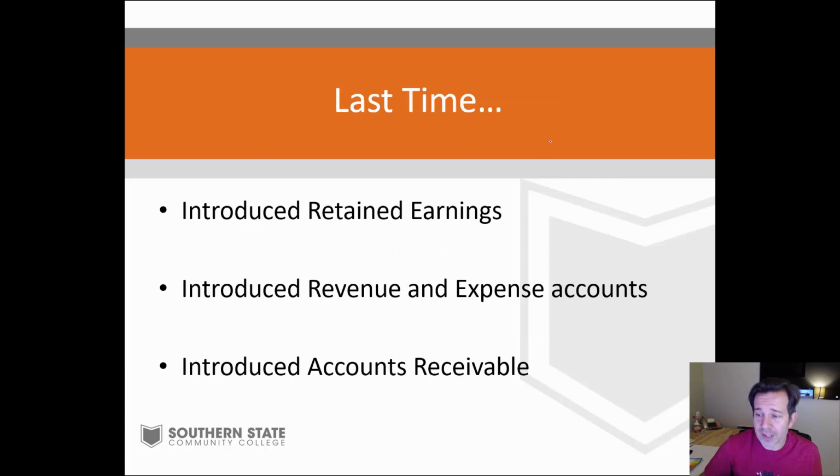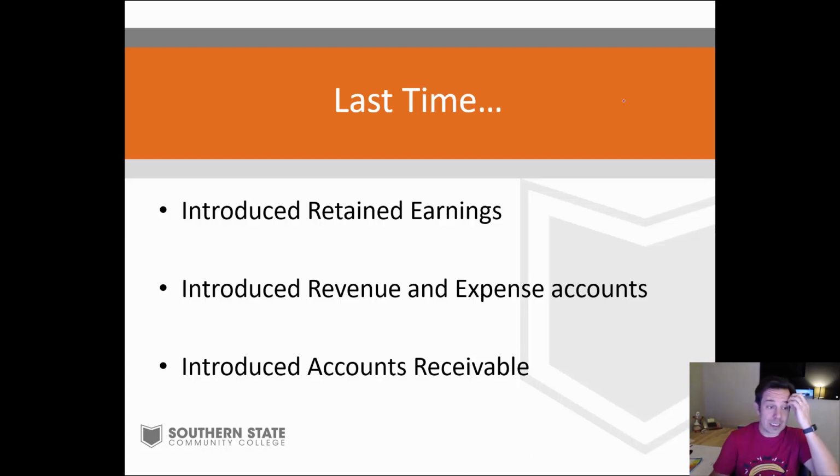In Part 1, we talked about a new account called retained earnings, the profits and earnings that a business has kept and hasn't spent yet. And we have an account for that. It lives under the owner's equity part of the accounting equation. We talked all about that one. And we introduced the concept of revenue and expense accounts. If you didn't pick up on that, again, go back to video 1 and check that out.